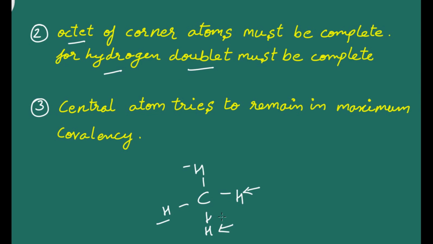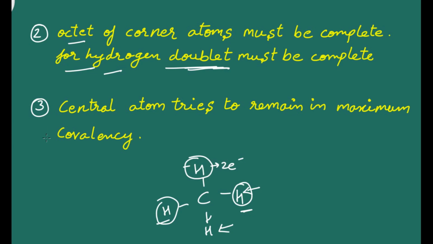So octet for corner atoms must be complete. It means the corner atoms should have 8 electrons. But in our case, hydrogen is there and it is already written that for hydrogen, doublet must be there. What is the meaning of doublet? For hydrogen, 2 electrons should be there in the outermost shell, because hydrogen can have only 2 electrons. So for hydrogen, doublet must be complete. So in this particular case, every hydrogen atom has 2 electrons in the outer shell, which are shared. By sharing of electrons, it is completing its doublet, right?